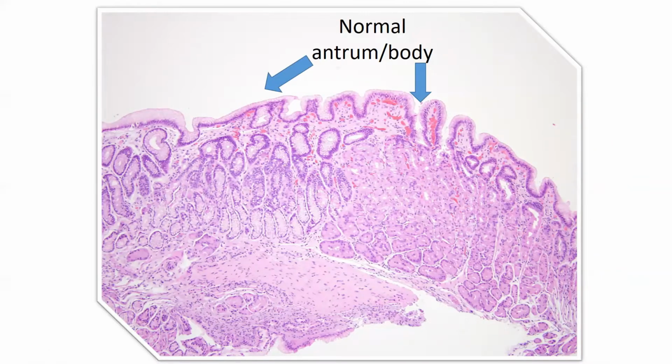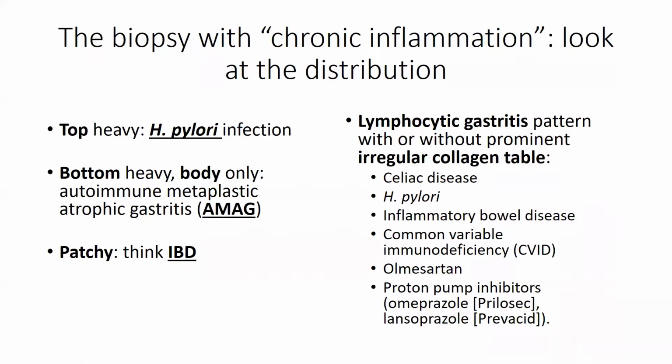And here we have side by side the antrum and body, and you can see the gastric body on the right, very little lamina propria, appears pinker. And then on the left, you can see the antrum composed of pyloric type glands with a little bit more in the way of lamina propria in between the glands. Now, depending on the distribution, you're going to generate your differential diagnosis.